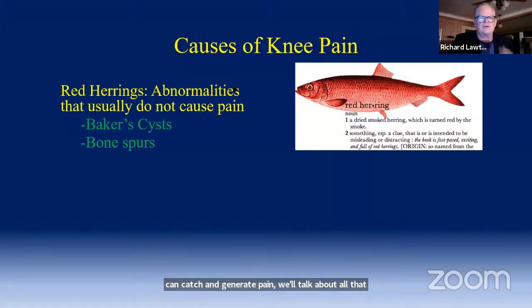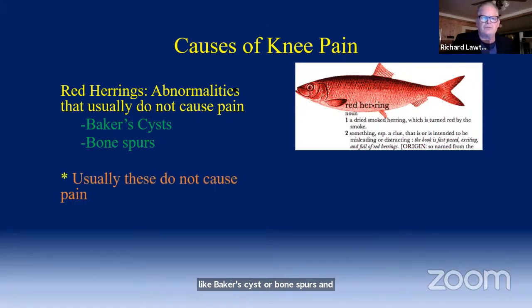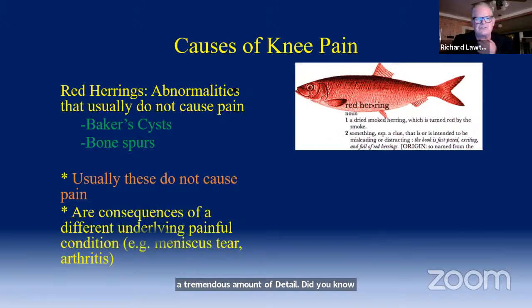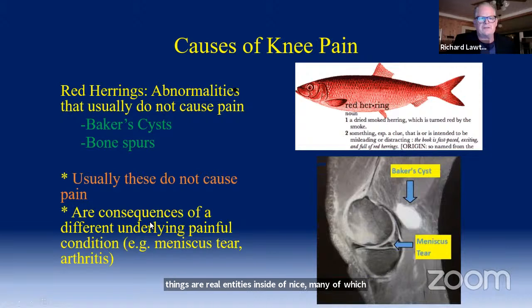Things that are red herrings, we're not going to spend much time on because you may be familiar with some of these terms, but very rarely are these things causes of pain. So don't hate me for not covering things like Baker cysts or bone spurs in a tremendous amount of detail. We do know that these things are real entities inside of knees, many of which have pain, but usually these things such as Baker cysts and bone spurs are the consequences of a different underlying painful condition, such as arthritis or a tear in the meniscus.